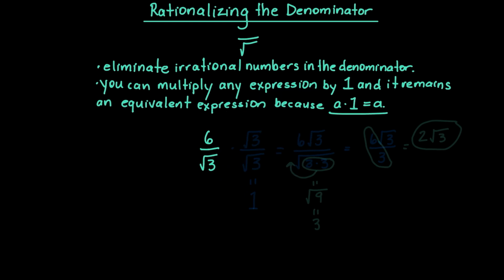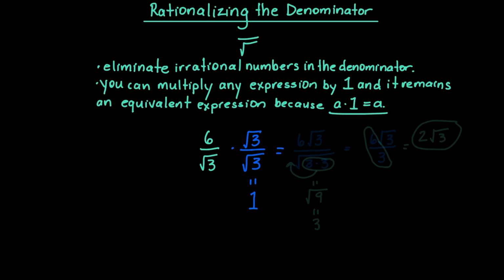Okay, now we have 6 divided by radical 3. We have a radical at the bottom. It doesn't simplify down, so we have an irrational denominator. So we want to rationalize it. We choose to multiply by a form of 1 that looks like our denominator. So radical 3 divided by radical 3, which we know is equivalent to 1.